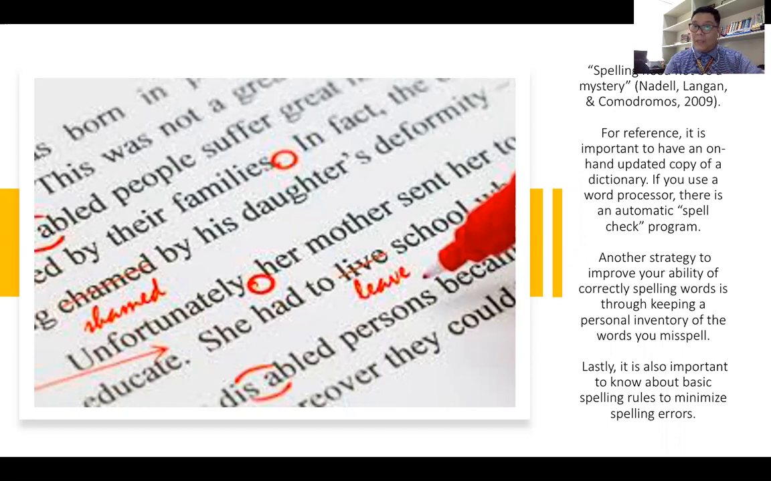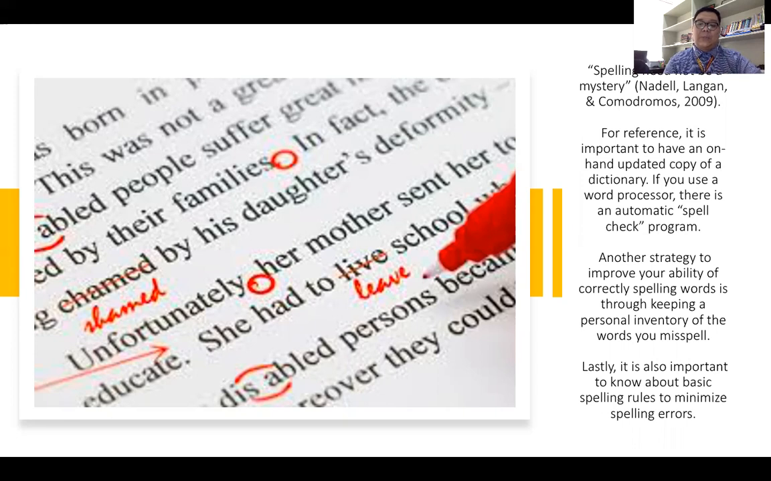So if you find it very difficult to spell words, it would be very handy if you have a dictionary with you so that whenever you encounter difficulties or challenges in spelling words, you can immediately check the proper spelling. Now, if you use a word processor, there is also an automatic spell check program. This is very evident in Microsoft Office, specifically Microsoft Word, wherein you have this feature that could autocorrect misspellings in your write-ups.